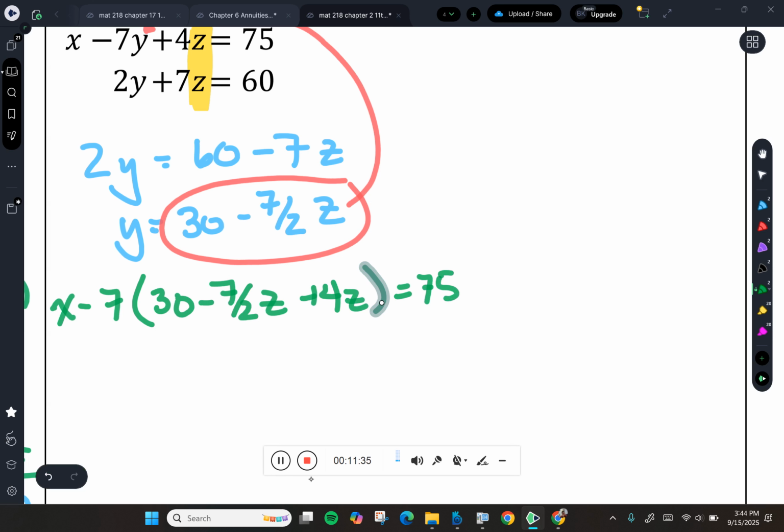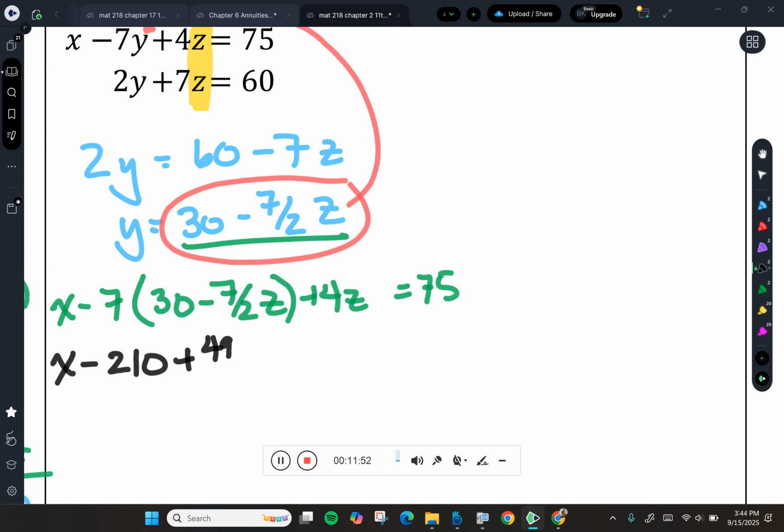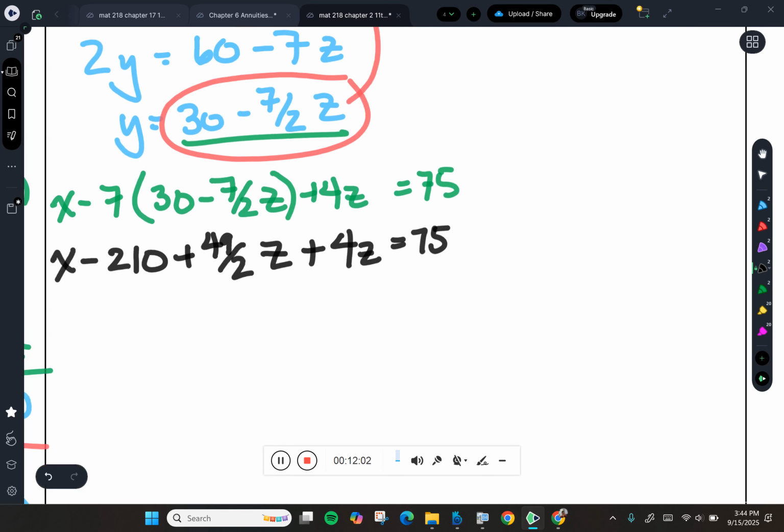Whoops, that parentheses shouldn't be there. That parentheses should be there because the negative 7 is only multiplied by the y value. So let's see, x minus 210, that's the 70 times 30, plus 49 halves, that's the negative 7 times the negative 7 halves z, plus 4z equals 75.